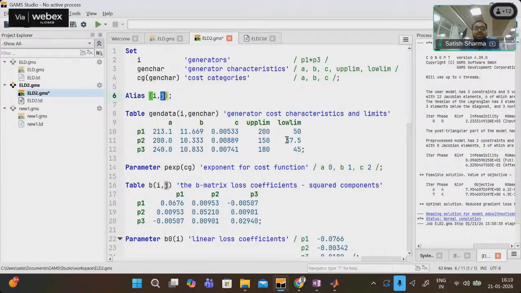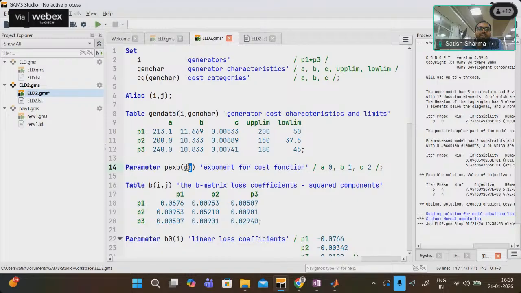Similarly, for the second generator it is 150 and 37.5, and 180 and 45. So this is an example from Wood and Wollenberg. So I'm using the same example. Then some parameters are defined just to mimic the power, what will be the power. So P exponential and the CG cost categories which we have defined here.